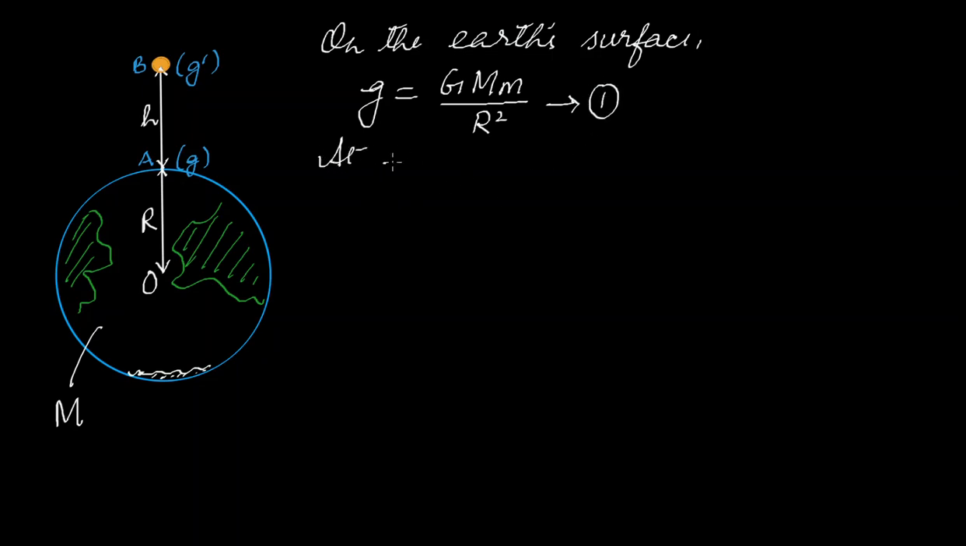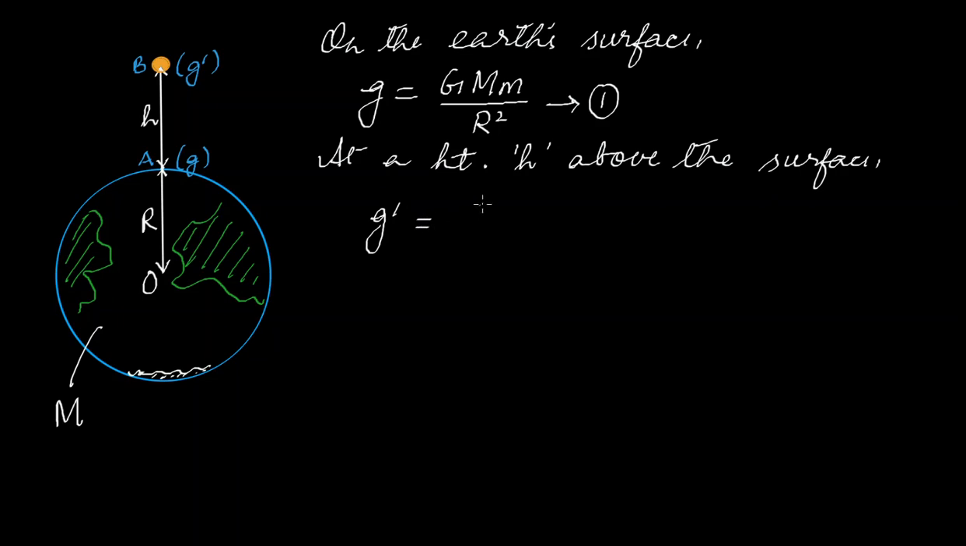Then at a height h above the surface, let us denote that with g dash. This will be what? G M m. Now what is the distance of the body from the center of the Earth? Because always the distance is taken between the centers of the two bodies, is it not? So the distance from the center of this body to the center of the Earth will be r plus h. So that will be r plus h whole thing square. Let's call this equation 2.